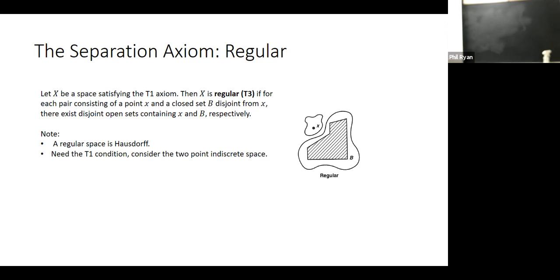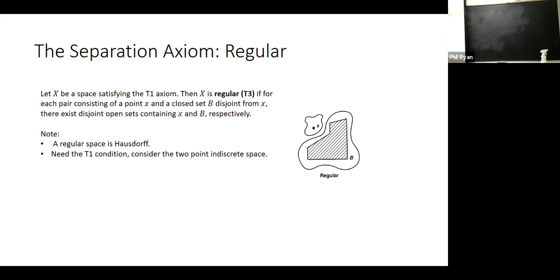You need the T1 condition, right? Because, for example, if you consider the two-point indiscrete space, that is trivially regular. What are the closed sets? It's just the whole set itself, so it's trivially regular. So you have to put T1 in there as a condition.